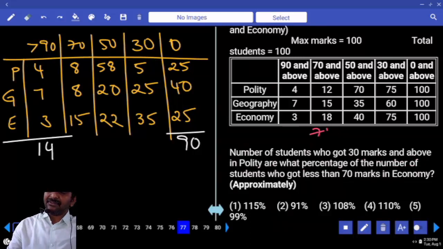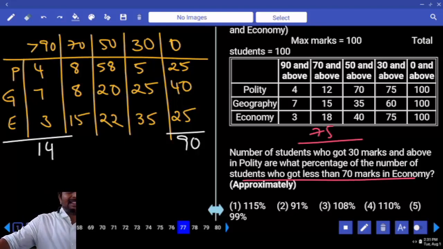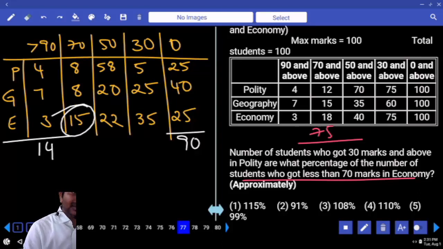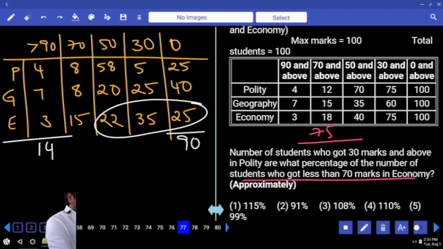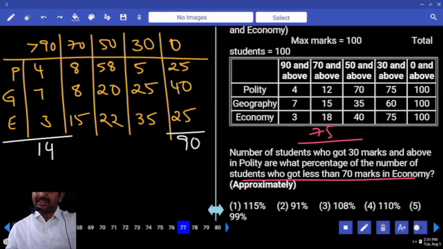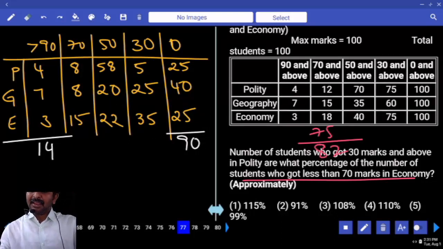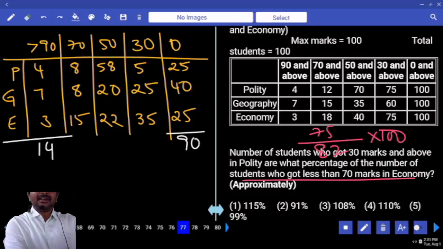So 75 divided by students who got less than 70 in economy. Less than 70 in the sense, can we include 70? It has to be less than 70, right? That means we need to add all these values. Again here also, instead of adding all these three numbers, subtract 18 from total 100, that gives you 82. Understood? So 75 by 82 into 100.